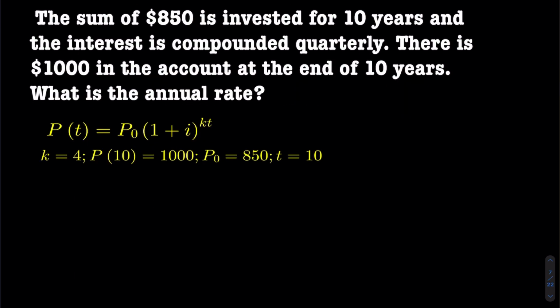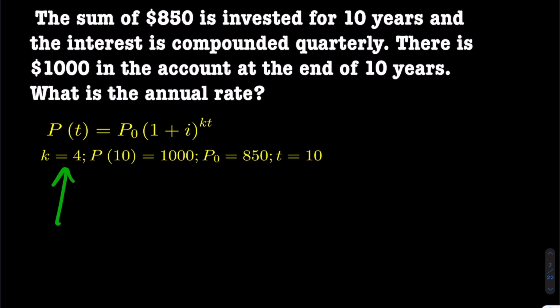For the first problem here, we have a sum of $850 invested for 10 years, and the interest is being compounded quarterly. At the end of this investment cycle of 10 years, you have $1,000 in the account. So right away, I know I'm using my compound interest formula because you're computing that interest not continuously, but in this case, we're computing interest 4 times a year for 10 years. So I go right to my compound interest formula.